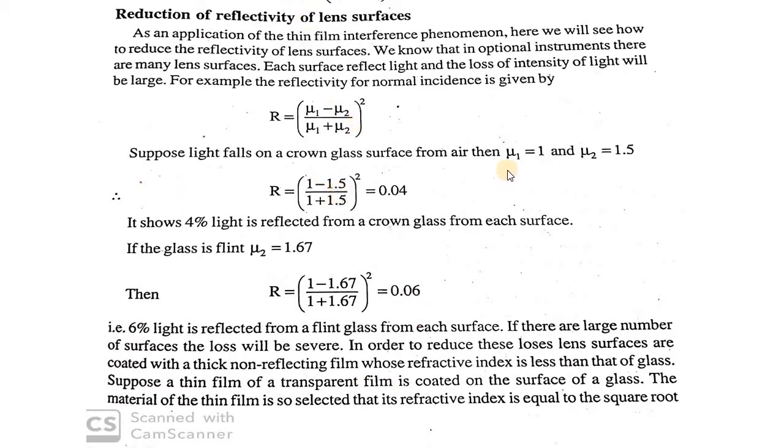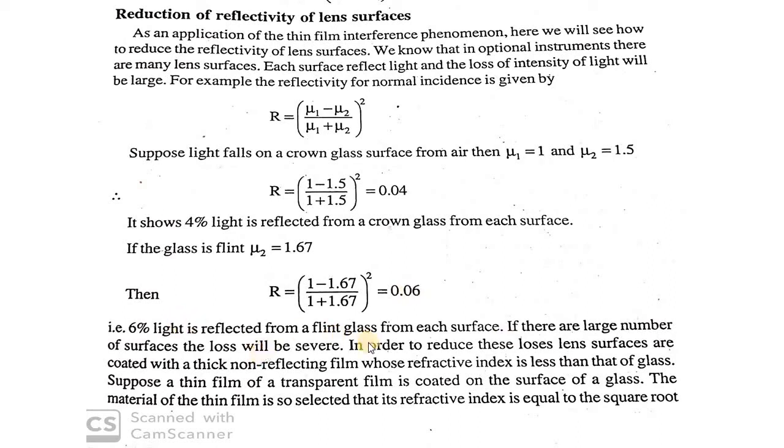Suppose, as an example, the refractive index of air is 1 and that of glass is 1.5. You get the reflectivity as 0.04, which means 4% of light is reflected from each surface of crown glass. Instead of crown glass, if you use flint glass, the reflectivity increases to 6%. If there are a larger number of surfaces, the loss will be intense.